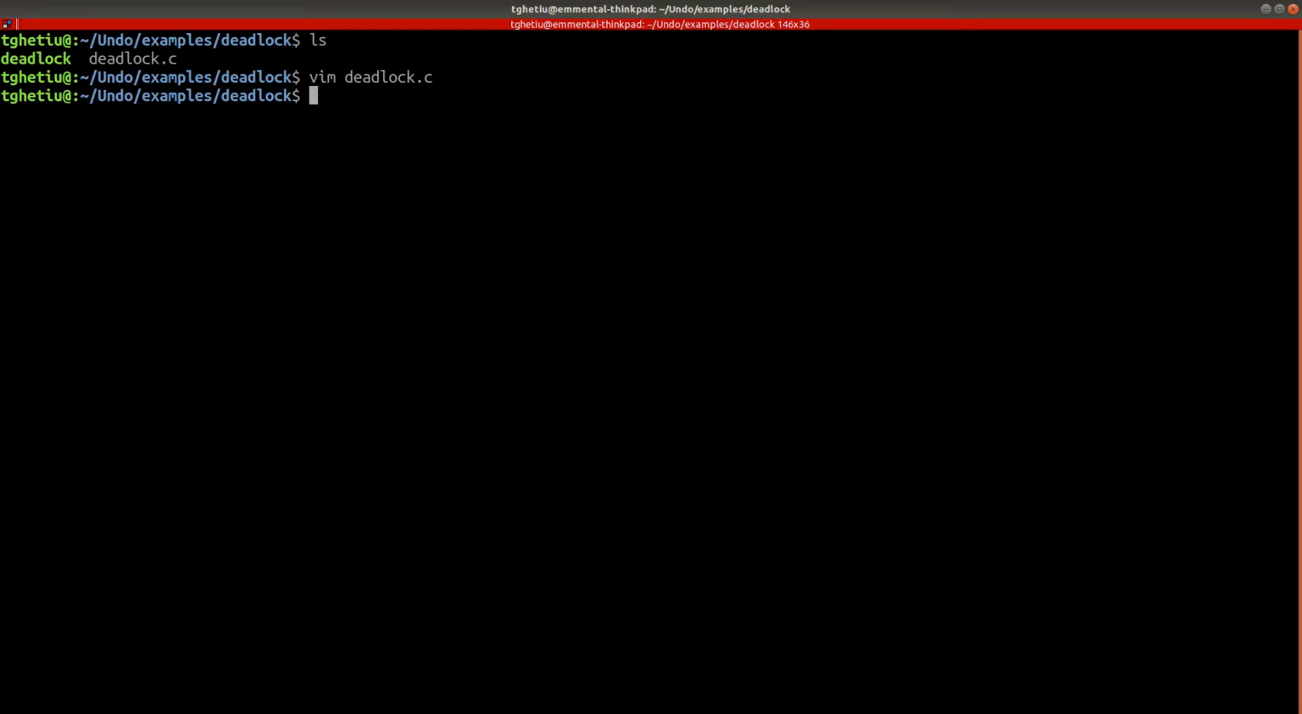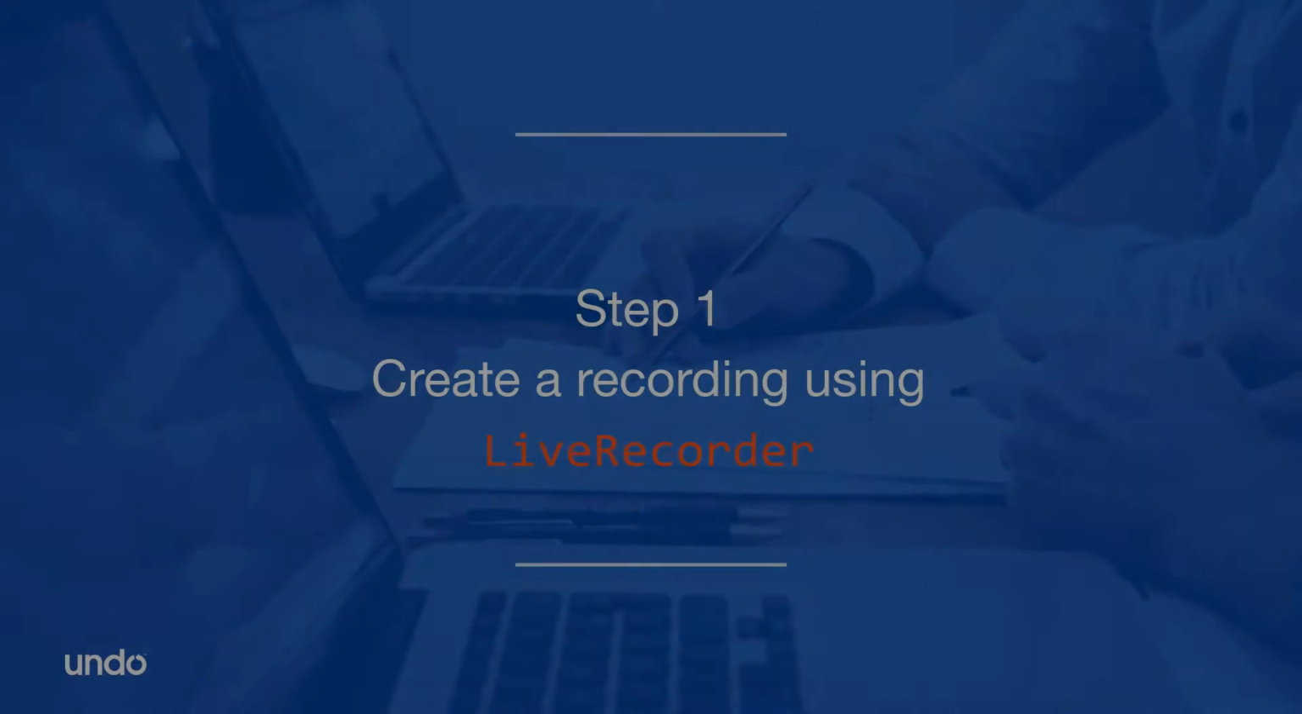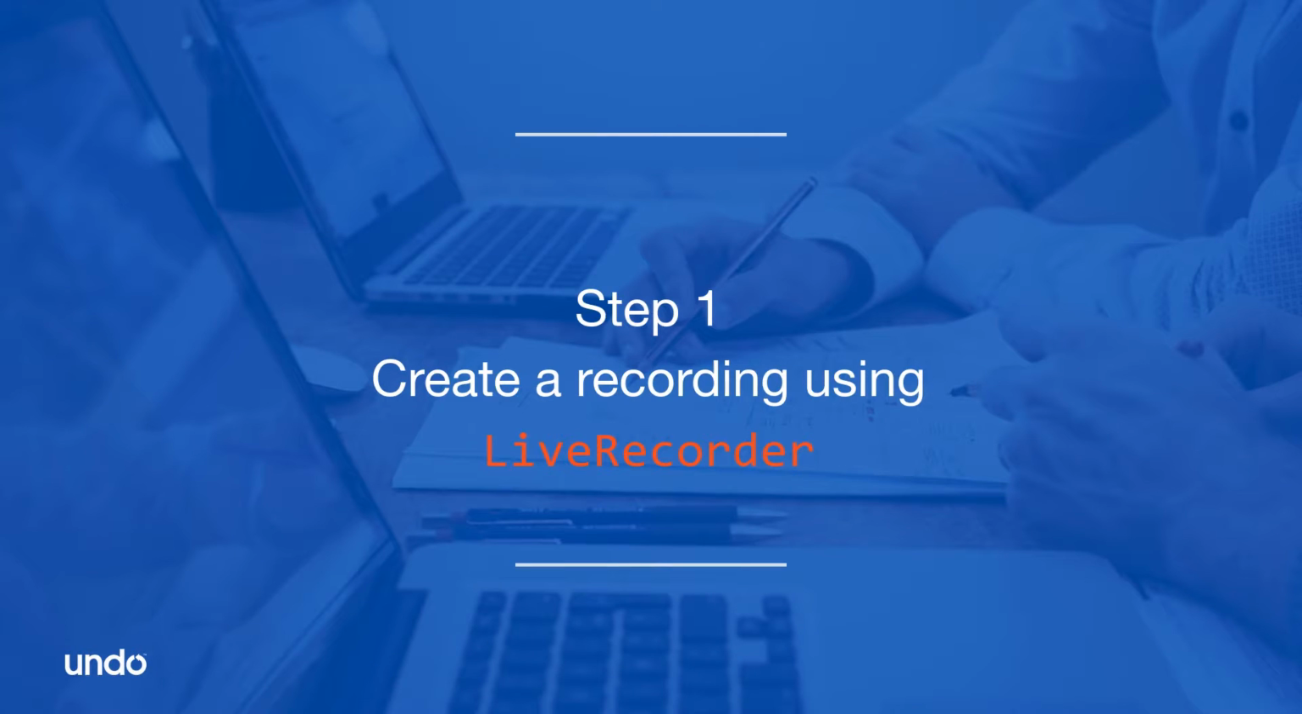Now let's run the program and see what happens. As can be seen, the program has entered a state of deadlock, neither thread progressing after the first few iterations. Having seen the program fail, we can start the process of reverse debugging. The first step is to produce a recording of the failing or faulty process.